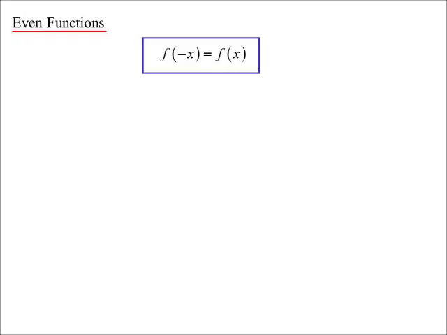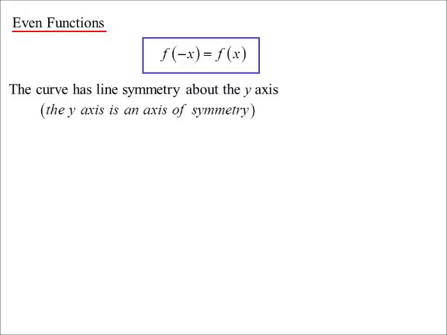Even functions also have symmetry. They're the ones where f(-x) is equal to f(x). But it has line symmetry. So the y-axis is an axis of symmetry. You can fold it on top of itself. So now, looking over to the left-hand side, the even function would be our parabola, y equals x squared, because yes, it has the y-axis as axis of symmetry.